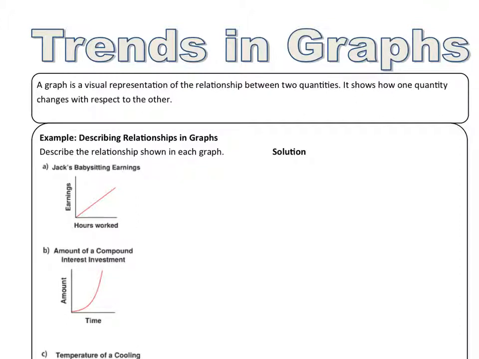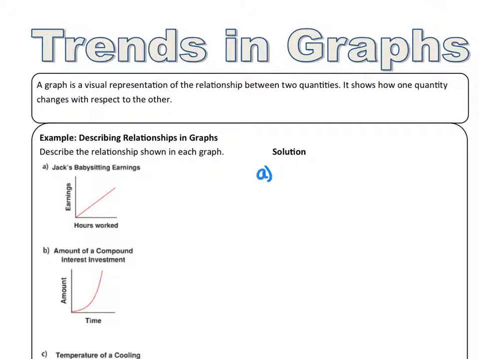The first example I'm going to do, we're going to look at how do we actually describe what's happening in a graph and what are some of the words that we can use. So describe the relationship shown in each graph. The first one we see says Jack's babysitting earnings. And all I want you to do for this is just tell me what you see is happening.